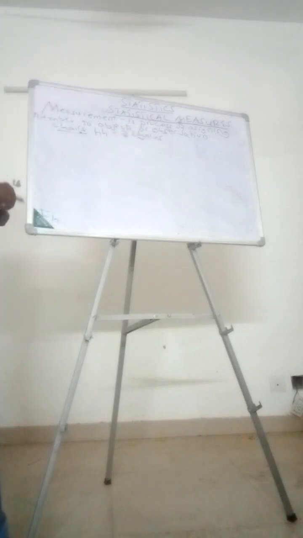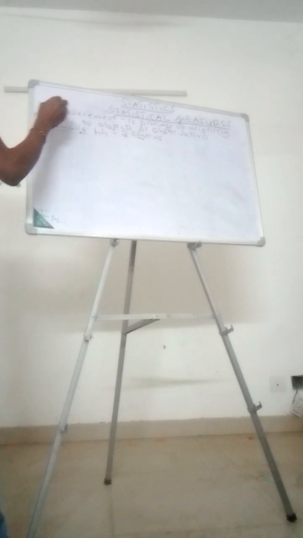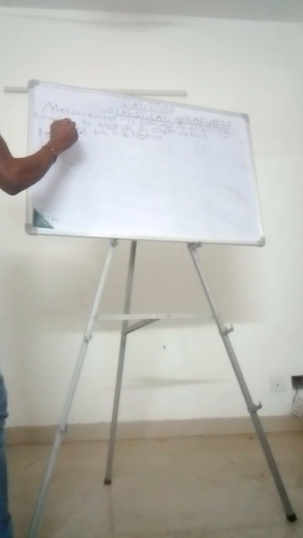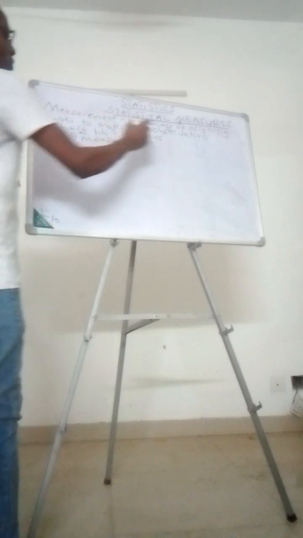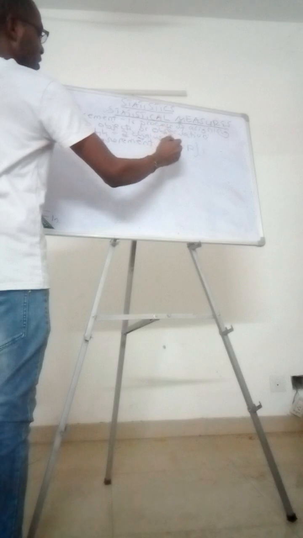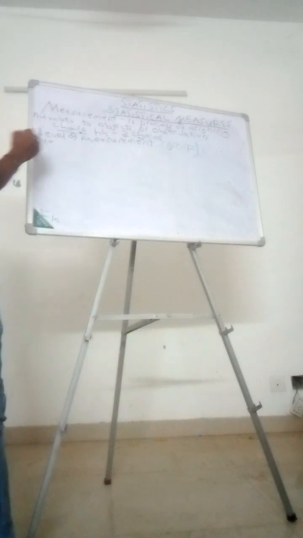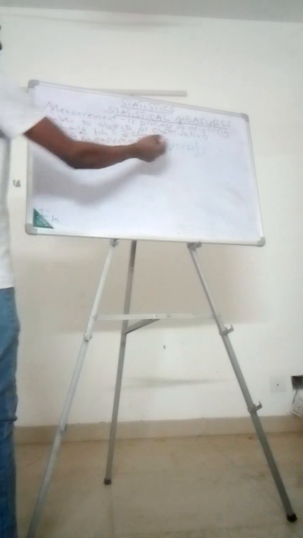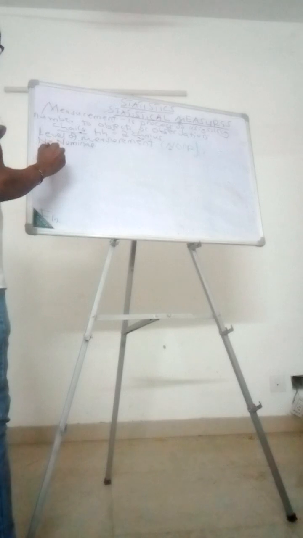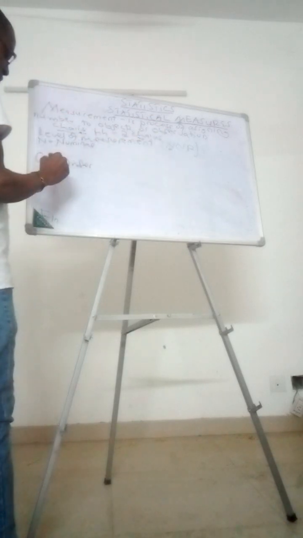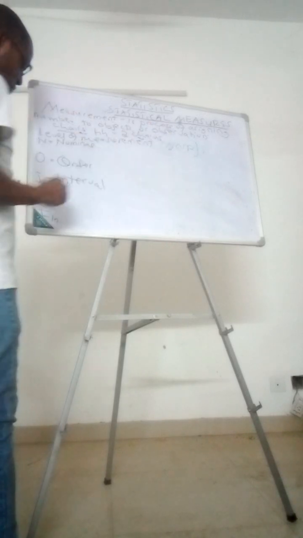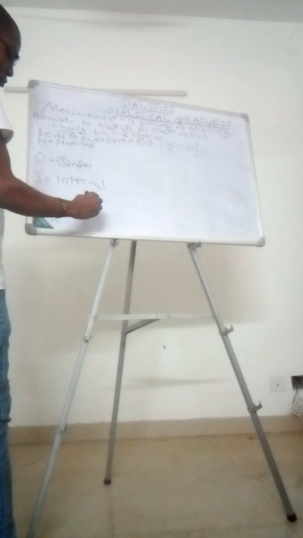In statistics, we have four levels of measurement, and in short, we call them NOIR. N stands for nominal, O stands for ordinal, I stands for interval, and the last one, R, stands for ratio.